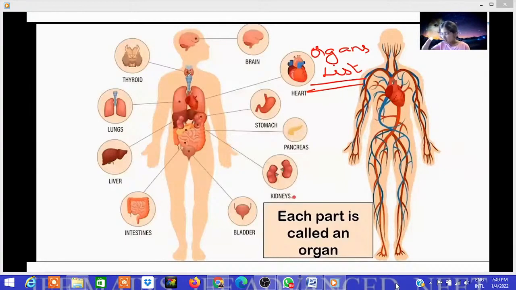Intestines. Did I say stomach already? Yeah, you said stomach.